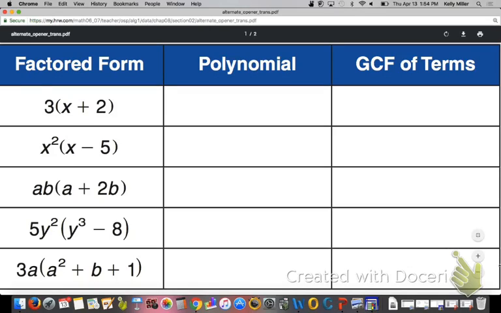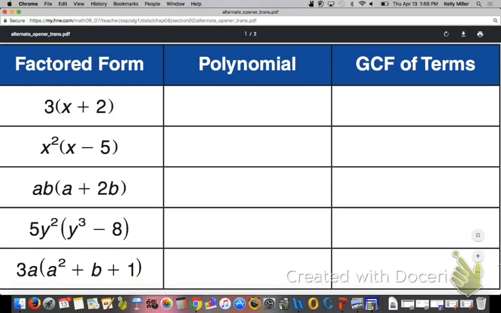What do we get here? 3a to the 3rd. What do we get here? 3ab, plus 3a. What's the GCF of 3, 3, and 3? 3. Your smallest a exponent is 1. Do they all have b's?